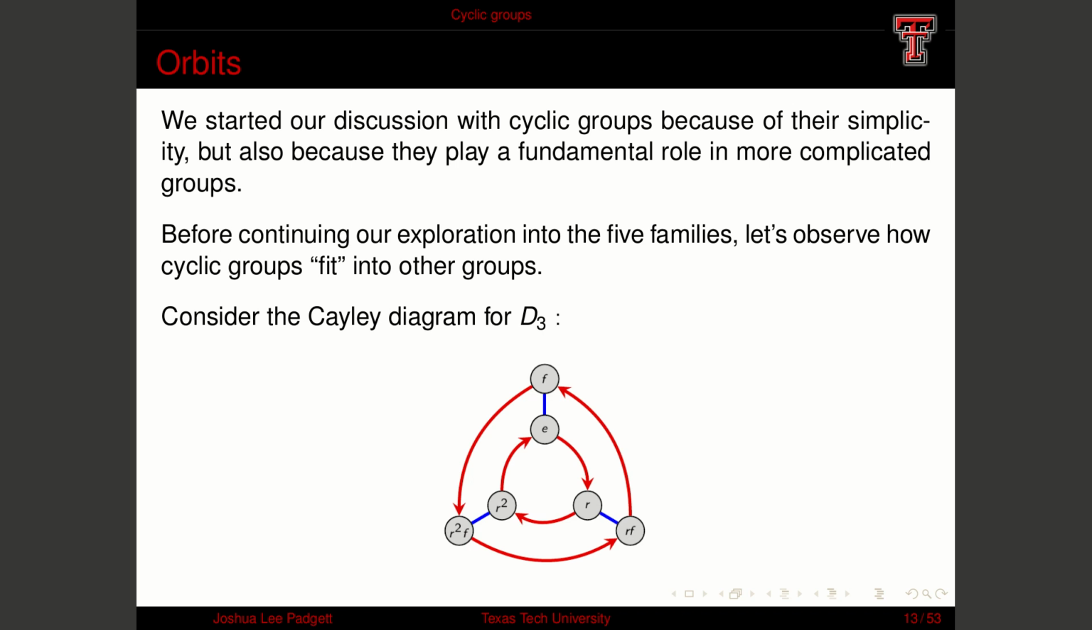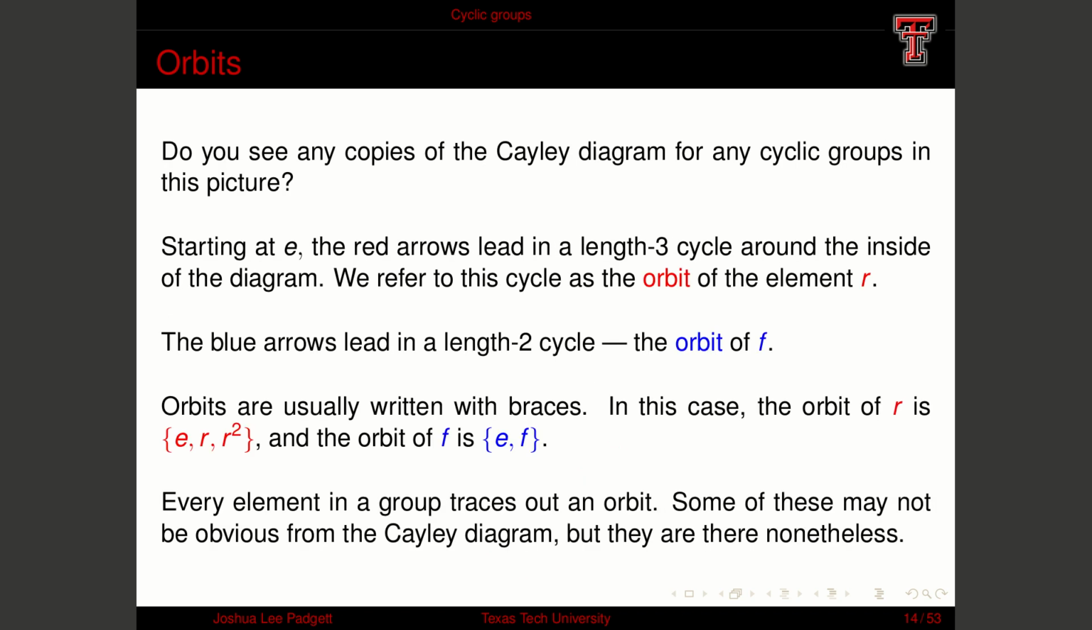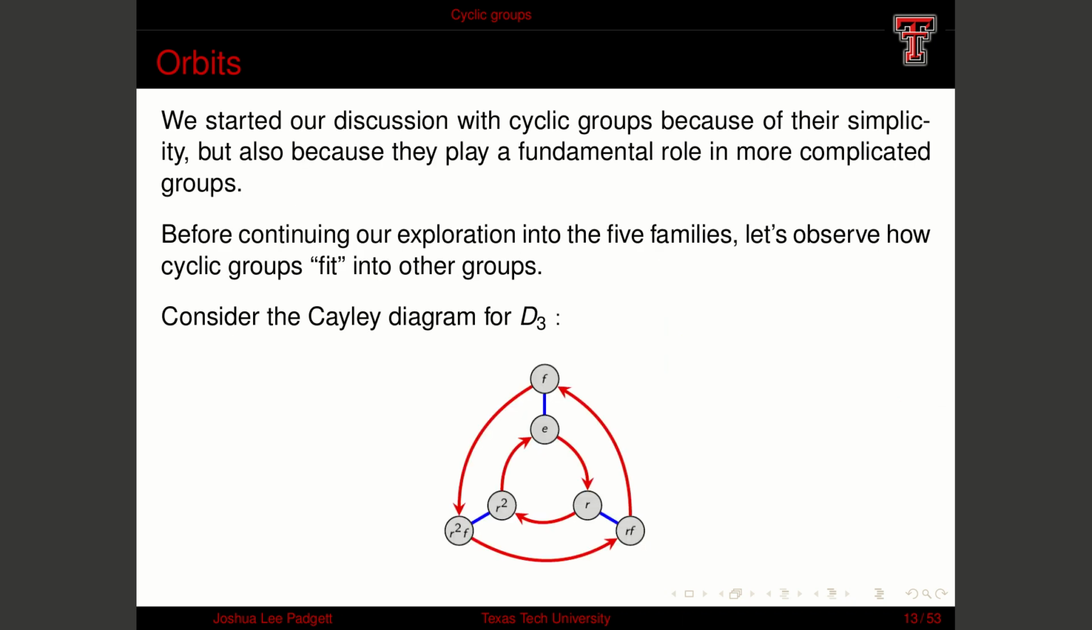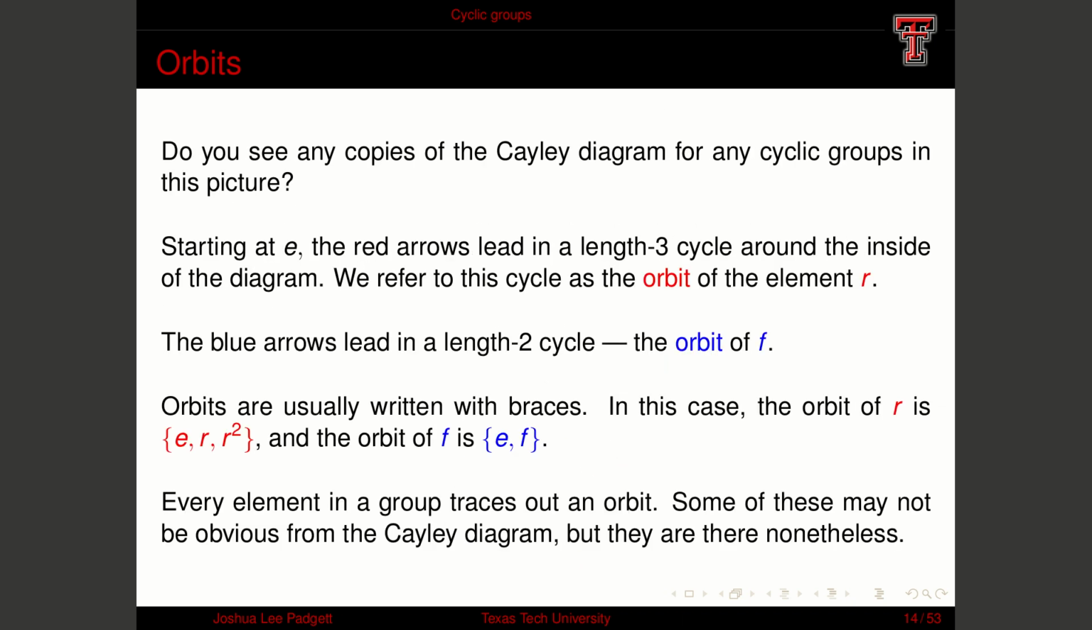So what we're going to be talking about is the generators of these kinds of cyclic groups that live inside of other groups. All right, so within this Cayley diagram, we see that there are copies of C3, right? The 3 circle elements. And then the idea is this cyclic thing is called the orbit of the element R. All right, and this is very important.